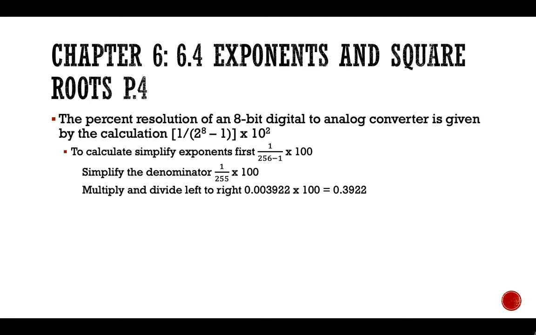You raise 2 to the 8 power, and it's 256. So now your equation becomes 1 divided by (256 minus 1) times 10 to the 2, which is 100. Simplify the denominator. 256 minus 1 is 255. So now you have 1 over 255 times 100. Now multiply and divide left to right. 0.003922 times 100 equals 0.3922.